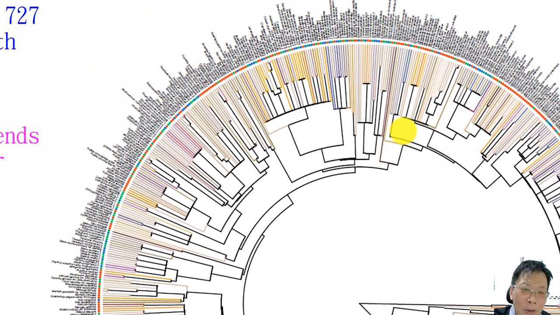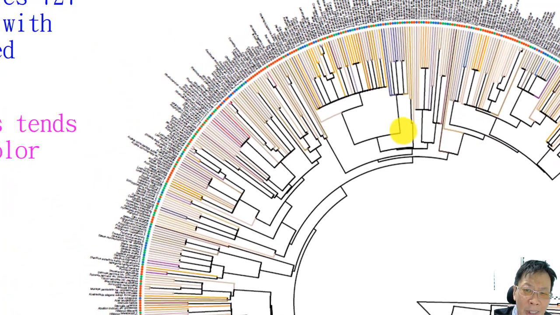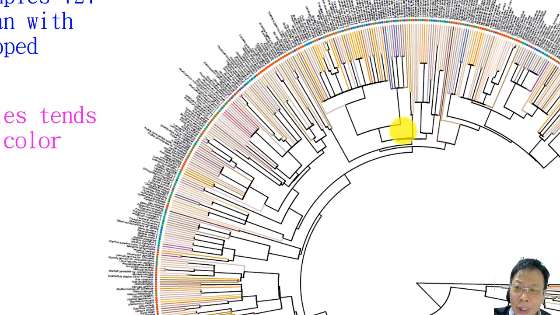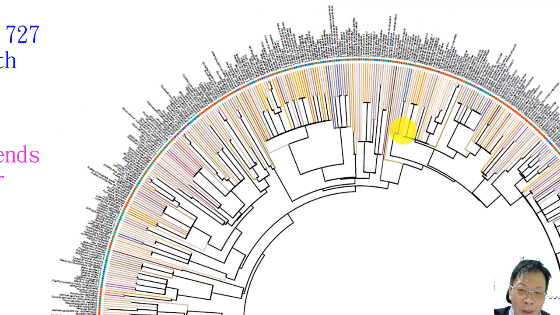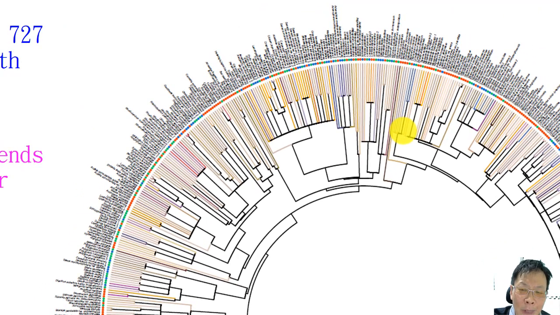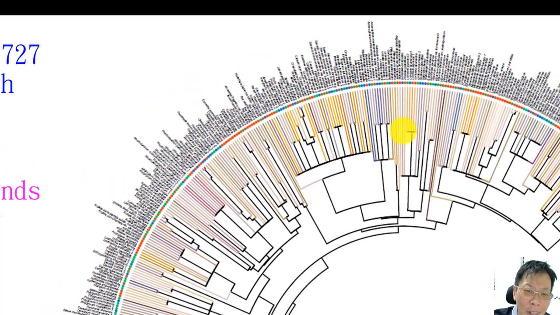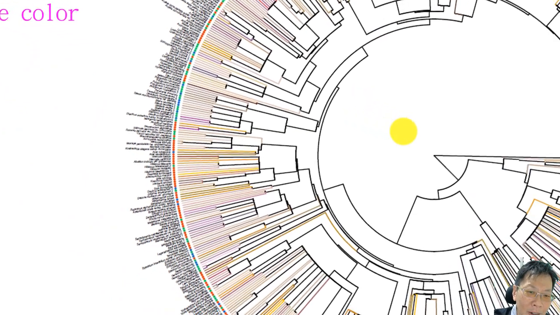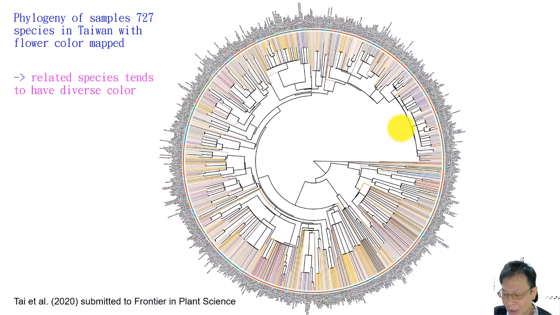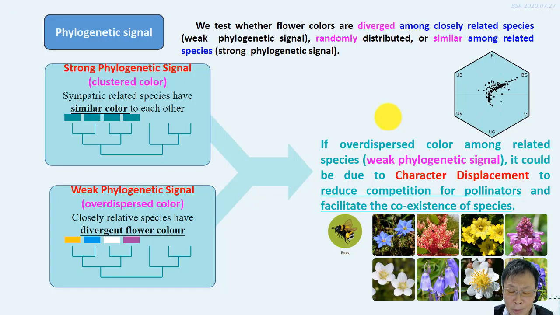usually you can find that although closely related species have a similar color, they change their color very quickly, right? This is the phylogeny tree branch, right? And the terminal is labeled by the color of the flower species. So they change the color very regularly, right? So this looks to me like the flower colors in Taiwan are quite diverse, but also related species are even more, even they try to diverge between closely related species.